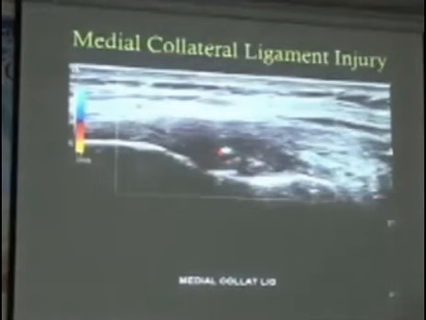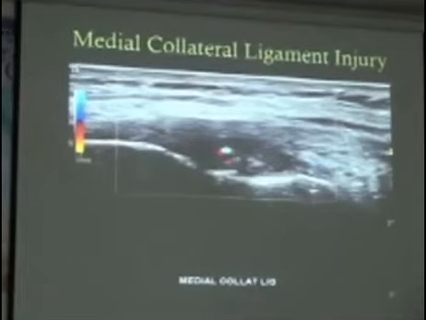So you can see here, this is a patient who twisted their knee playing sport, and you can see here that this medial, or the proximal aspect of the medial collateral ligament is very thick. It's hypoechoic and it's starting to get a few little blood vessels in it.